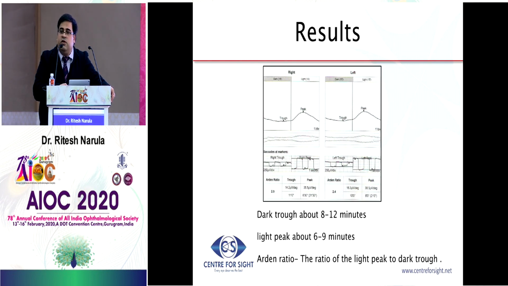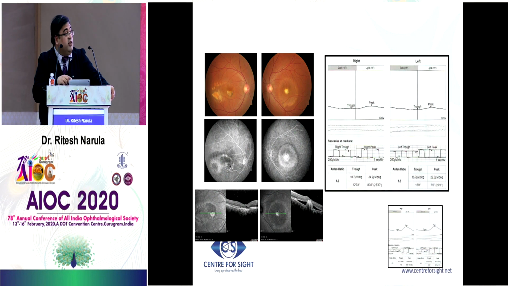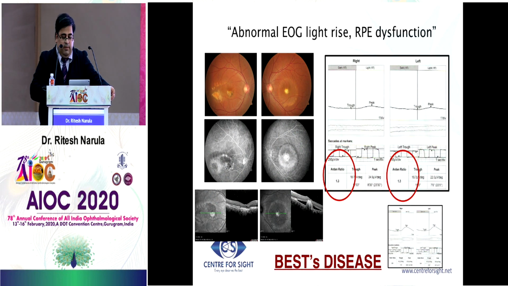1.8. So 180% rise. When it goes to light, you should have a 180% rise, or 1.8 should be your Arden's ratio. And which disease in which it goes down? Yes, so a very typical patient with a typical egg yolk kind of pattern at the macula. The Arden's ratio is reduced significantly compared to the normal, which is there down at the bottom left. That's a patient of Best disease.